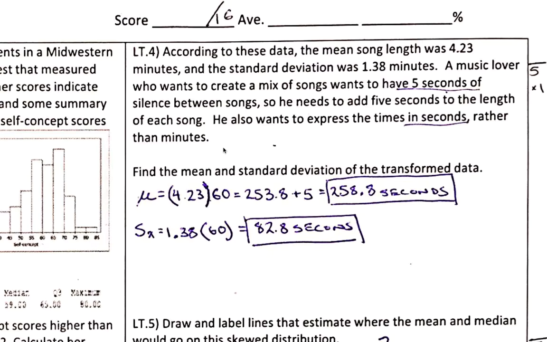Well, if we're going to add 5 seconds to the mean, would that affect the mean? Or I guess we're going to add 5 seconds to each song. Would that affect the mean? And of course it would. Every song would go up 5 seconds.